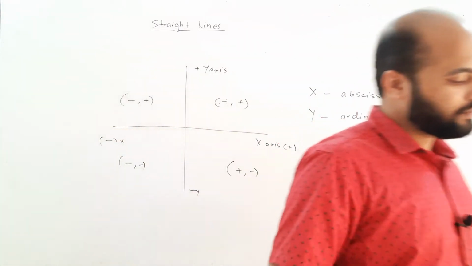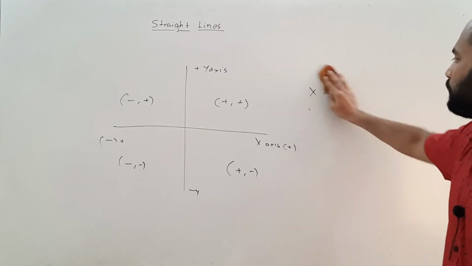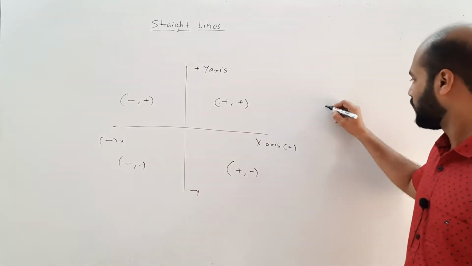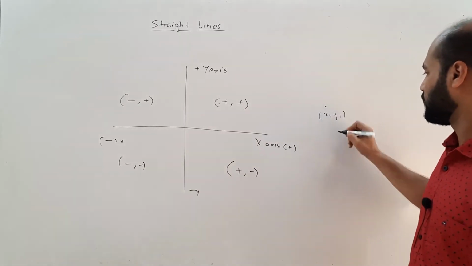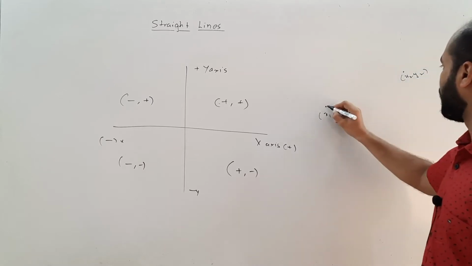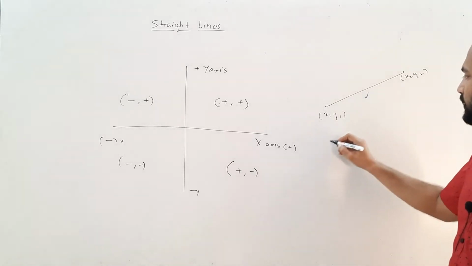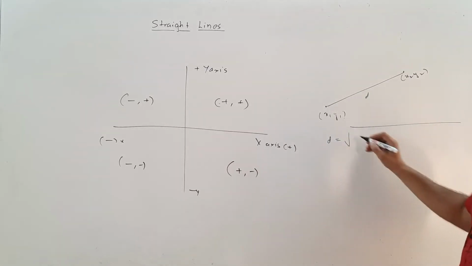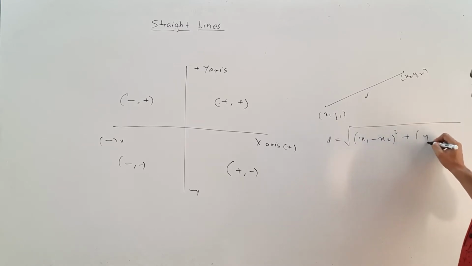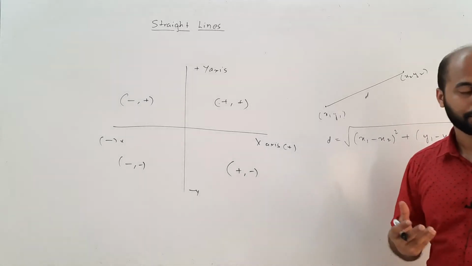Now that we have studied this, we have also studied the distance formula. If there are 2 points given to us, let's say x1 y1 is this point and x2 y2 is the other point, we know how to find the distance between these 2 points. The distance formula is given as d is equal to root over of x1 minus x2 the whole square plus y1 minus y2 the whole square.